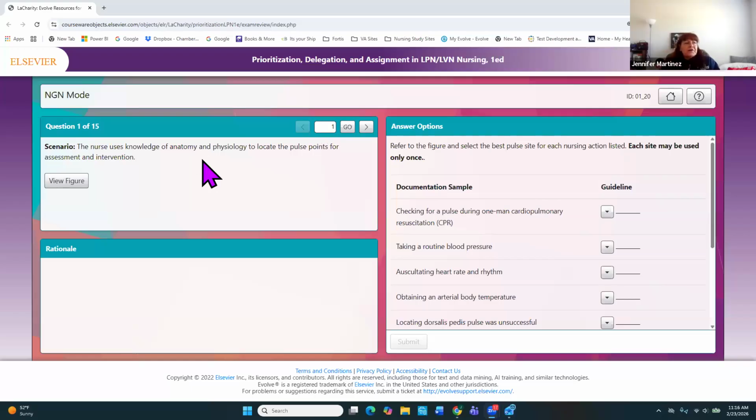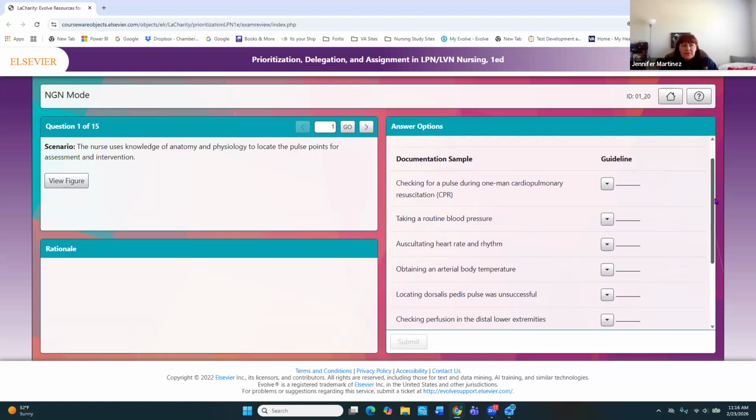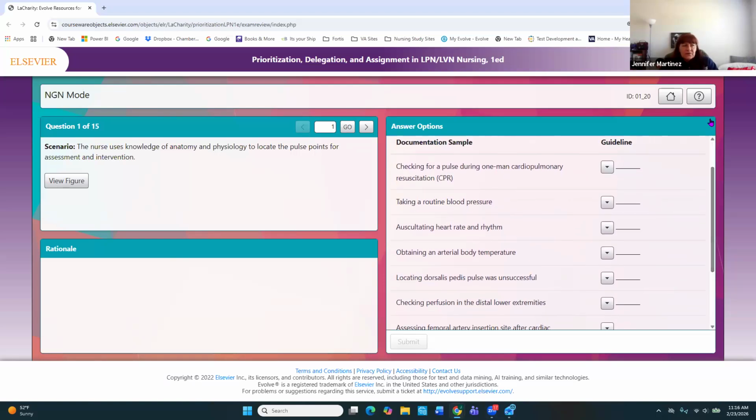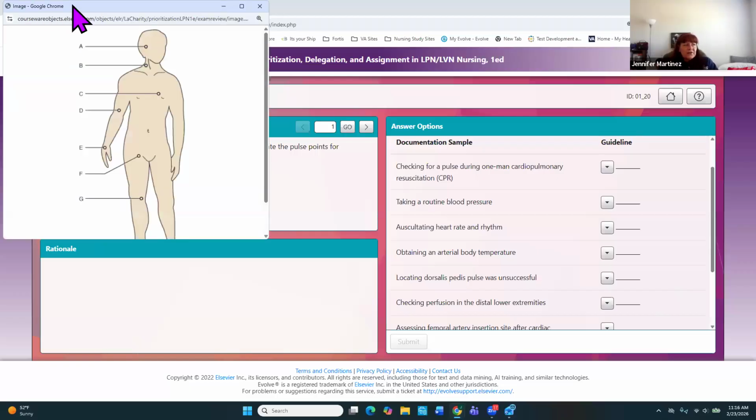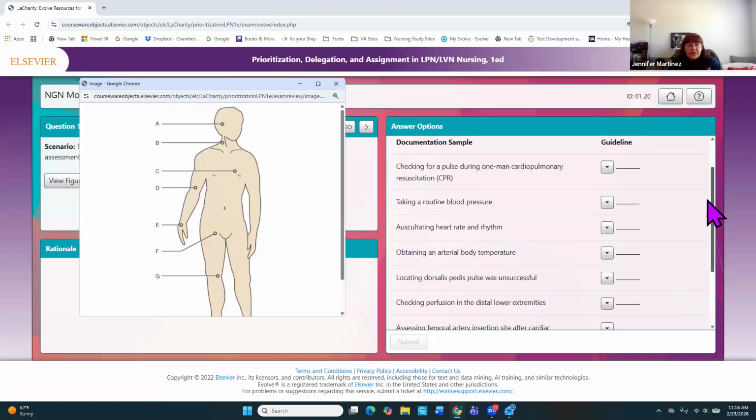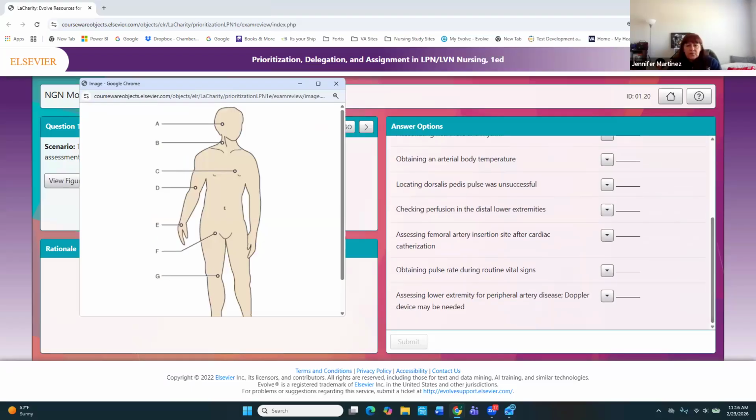Okay. So the nurse uses knowledge of anatomy and physiology to locate the pulse points for assessment and intervention. So we're going to refer to the figure and select the best pulse sites for each nursing action listed. Each site may be used only once. I'm going to scroll this down, because if I make it any bigger, it's going to go. So here is our figure. All right, so we'll start.